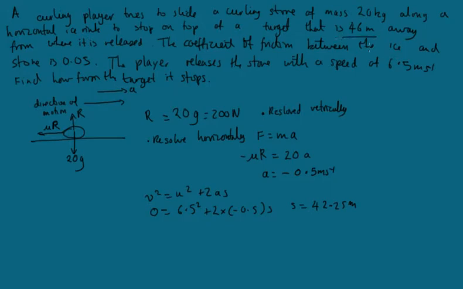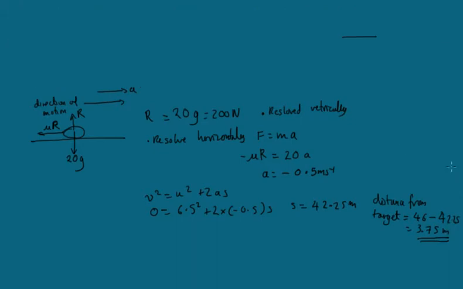Now, the target is 64 meters away, so the distance from target is 64 minus 42.25, and that is 3.75 meters away. So it's not quite close enough. So we're now going to go to our second part of our problem.